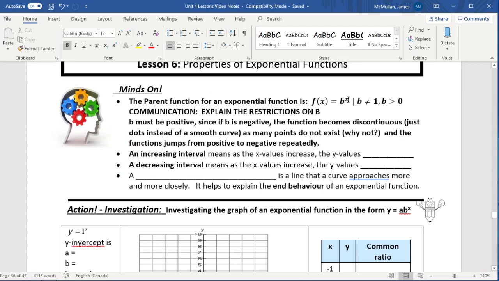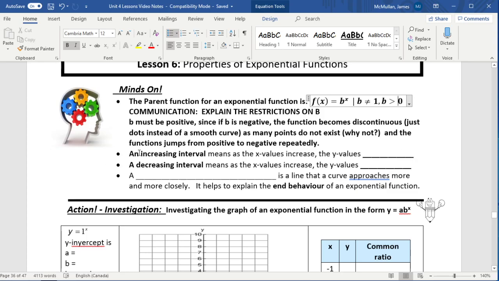So again, what we are calling exponential functions are anything that looks like this, b to the x, as long as b is not 1 and as long as b is a positive number. Okay?